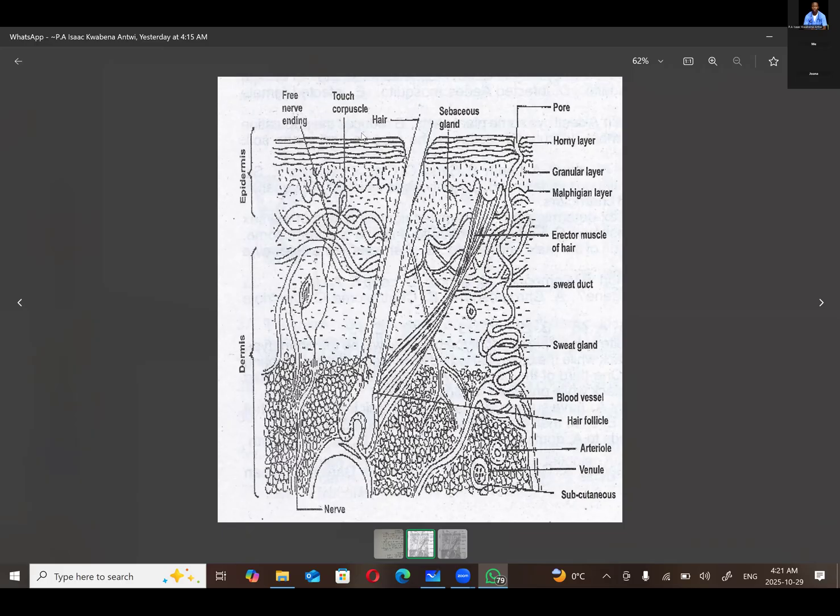There are other functions, but you can keep it at that. A few other things you can read about. I gave the Malpighian layer, the granular layer, and then the horny layer. I discussed that, but you can look it up. So this is what we did. What is the other word I gave for sweating? Perspiration. Okay.